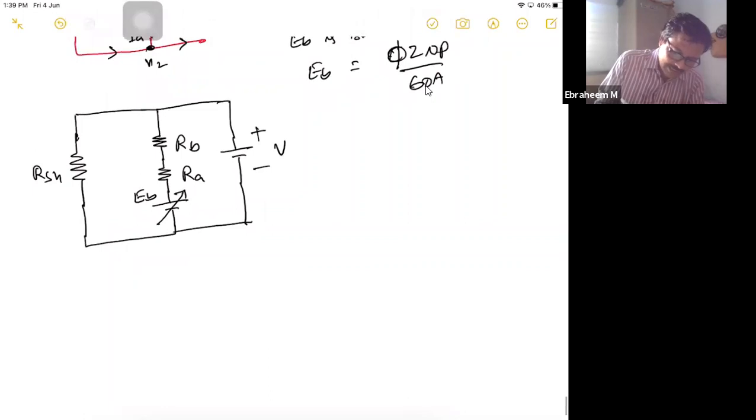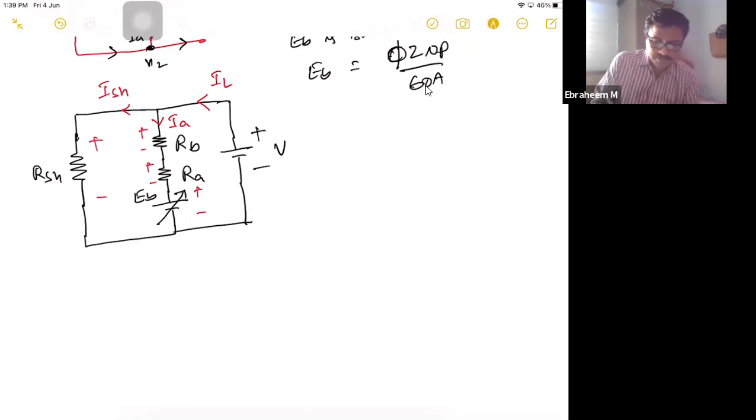So the current entering into the machine is IL, the line current. Part of it flows into the armature, IA. The remaining very small amount of current flows into the shunt field, ISH. Okay. So the voltage across RB has plus and minus polarity, like this. So KVL to the right side mesh gives what?